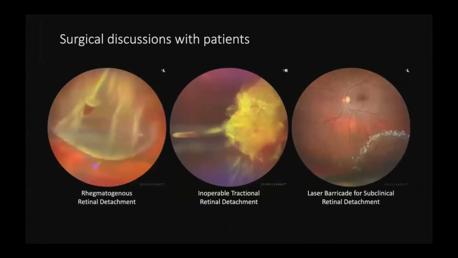Often in clinic, I'll be discussing surgical options with patients, and fundus photography, especially peripherally, can be helpful in talking about rhegmatogenous detachments and tractional detachments, as well as using laser barricade for subclinical detachments. So in this last photo on the right, you can see that laser barricade was used here, and this can also be helpful to follow the patient over time to ensure that there's no progression of the detachment past the laser.